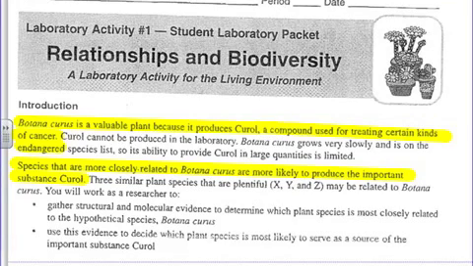Three similar plant species that are plentiful, X, Y, and Z, may be related to Botanicurus. You will work with your researcher to gather structural and molecular evidence to determine which plant species is most closely related to the hypothetical species Botanicurus, and use this evidence to decide which plant species is most likely to serve as a source of the important substance curare.